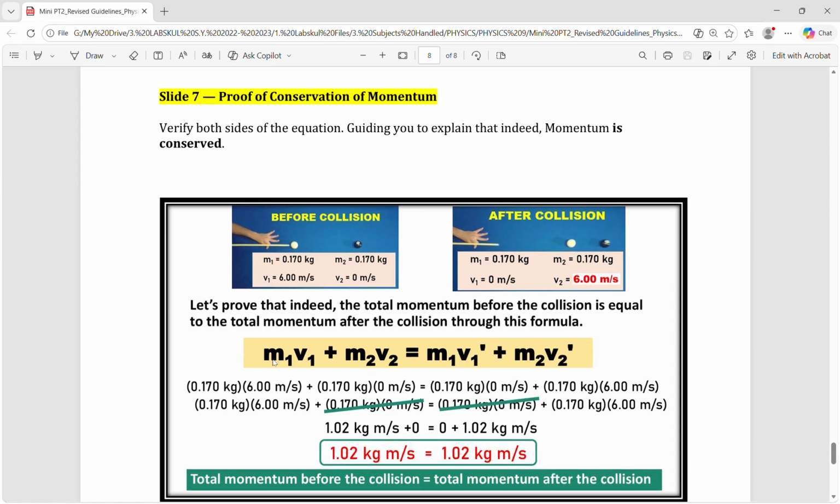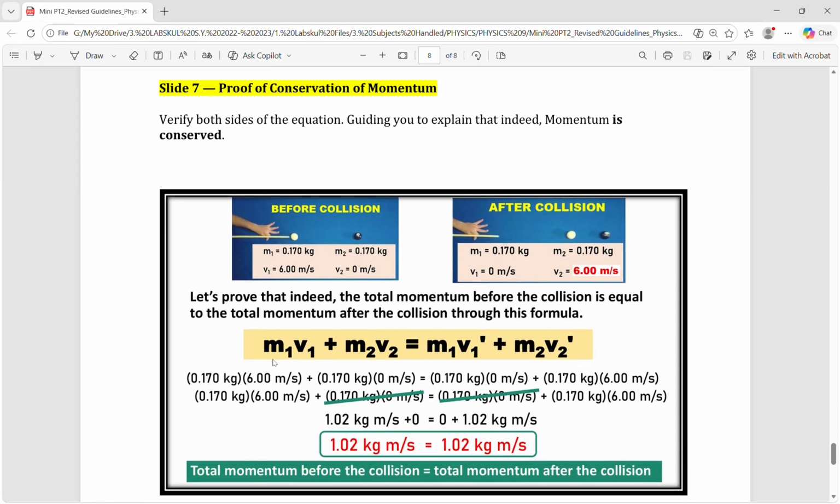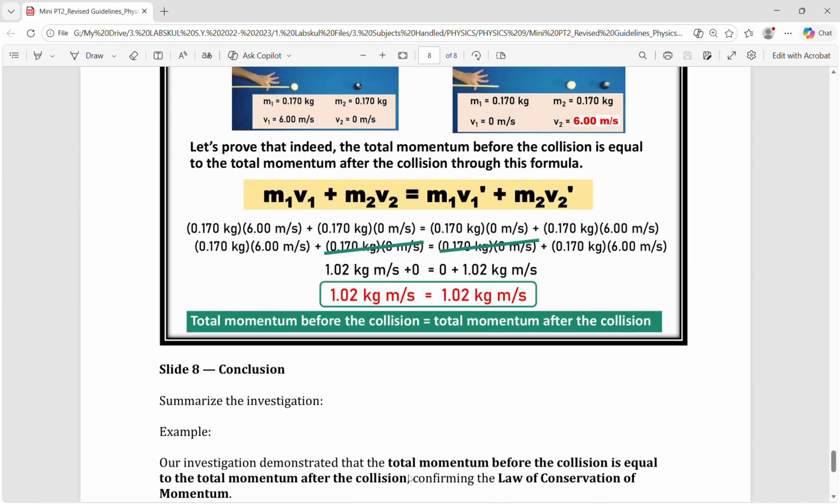Next is slide 7, proof of conservation of momentum. As I told you, you justify that indeed momentum is conserved. The simplest way is to use the formula, substitute the values, and there you have it. If it is correct, if both sides are equal, then okay.